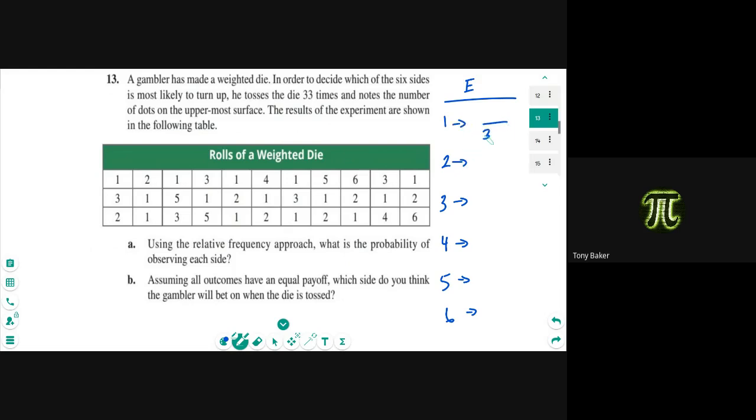And when you're dividing them, you're going to divide them all by 33. Because we had 33 attempts.